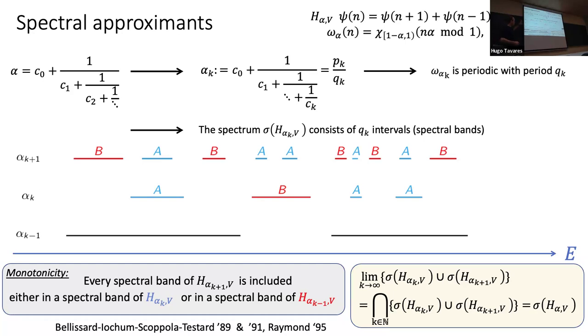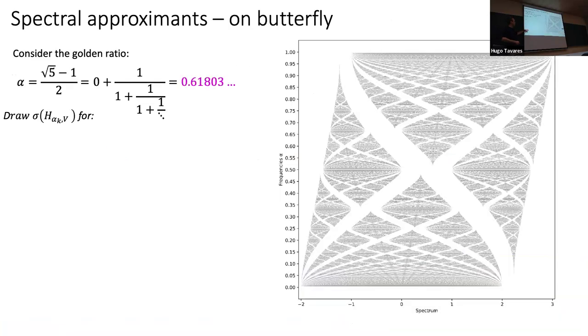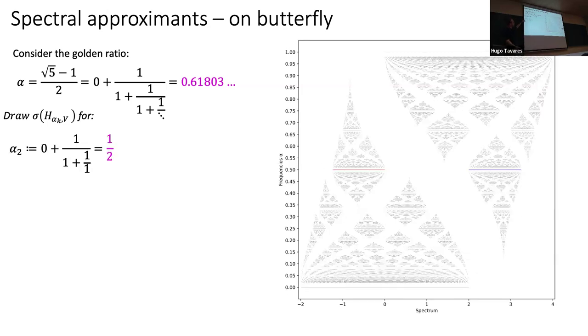Now let's demonstrate it. Let's go back to the butterfly and demonstrate this property. So again, this is the butterfly. We take as alpha, again, the very frequent golden ratio minus one, which has continued fraction expansion 1, 1, 1, 1, 1, 1, 1, and let's start cutting it. The first one, alpha 2, is 1/2. When alpha is 1/2, you get two spectral bands. The period is 2. Here we color them red and blue according to the A and B types.